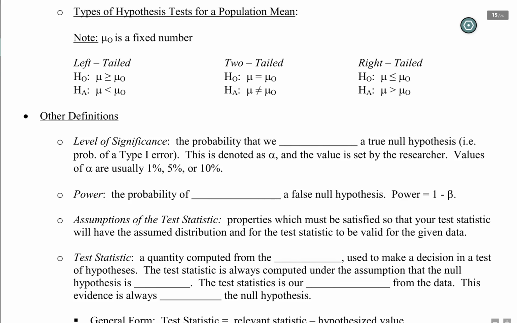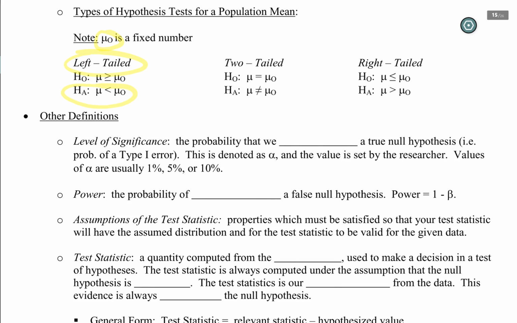We have several different kinds of tests. First off, I'm going to fix mu naught. I'm going to say mu naught is a fixed number, so it could be, say, the number 3. And I could test that mu is less than 3. Well, if that's the claim I want to test, then I'm dealing with this kind of alternative hypothesis in what's called a left-tailed test. If that's a statement I want to test, that mu is less than 3, that would be a left-tailed test.